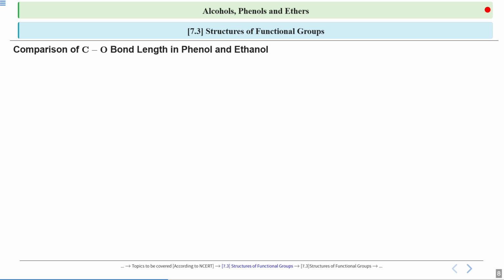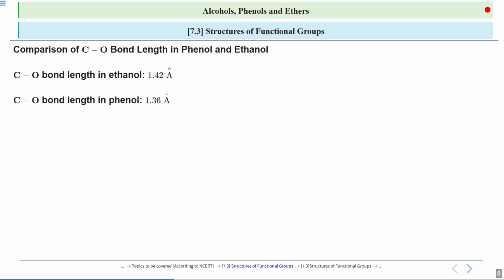Now, let's see the comparison of CO bond length in phenol and ethanol. If we talk about the bond length comparison of the CO bond in phenol and ethanol respectively, how can you compare them? First of all, let's take the CO bond length in ethanol. We know that the CO bond length in ethanol is 1.42 angstroms, and the CO bond length in phenol is 1.36 angstroms.